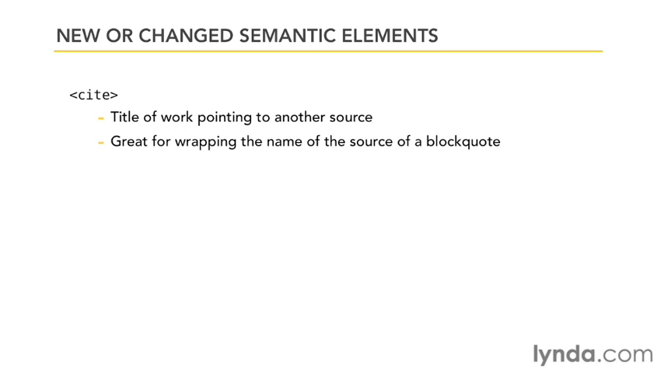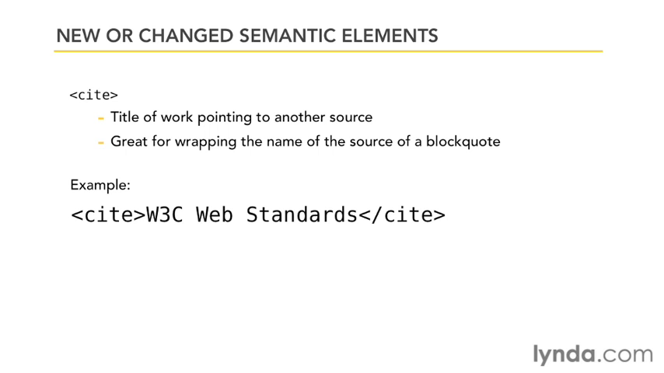The next tag is cite. Now, cite used to be used a lot, and then people stopped using it, and now it's back. The cite tag is now supposed to wrap the title of a work pointing to another source. So, for example, if you put in a blockquote with a quote from a different source, then you would put in a cite tag with the name of that source, and then within that, put an anchor tag that points out to the source so people can click on it and go to that source. An example of using cite is this. Because I got this information from the W3C Web Standards website, I'll wrap W3C Web Standards in a cite tag so that it's clear where it came from.